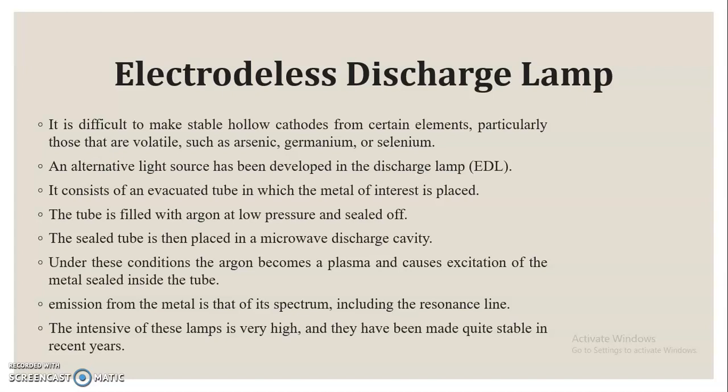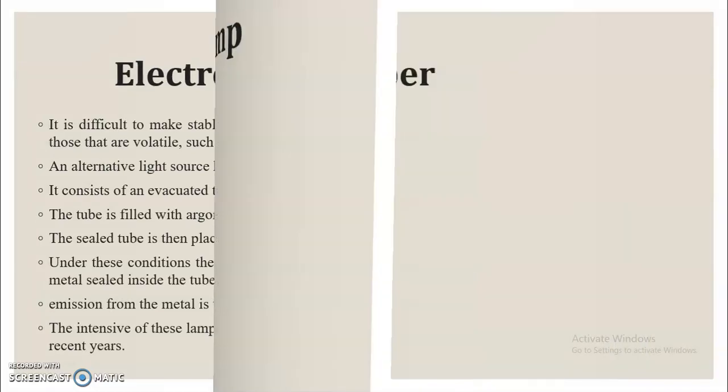Means these are alternatives to the hollow cathode lamp, but still the hollow cathode lamp is the best choice for the radiation source in atomic absorption spectroscopy. Nowadays electrode-less discharge lamps are also used. So here we have completed the radiation sources that are used in atomic absorption spectroscopy.